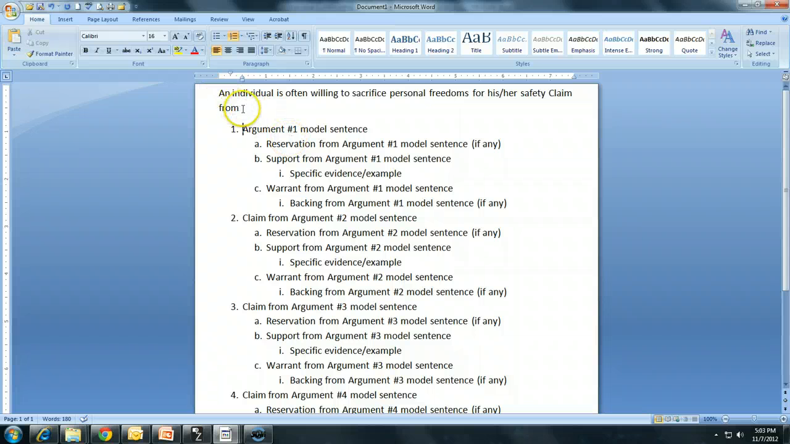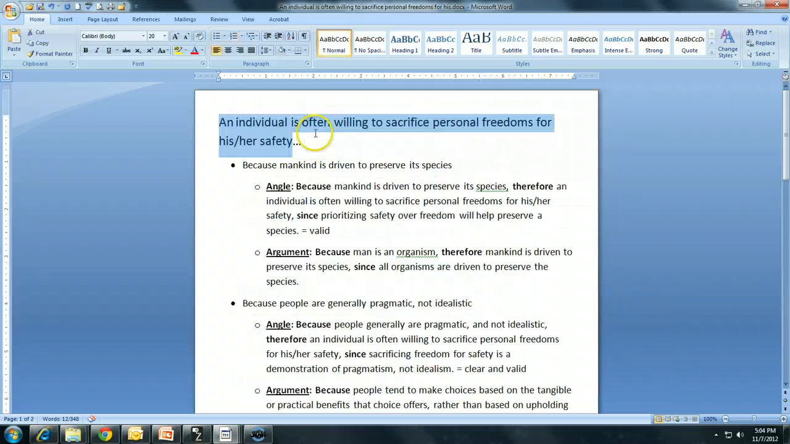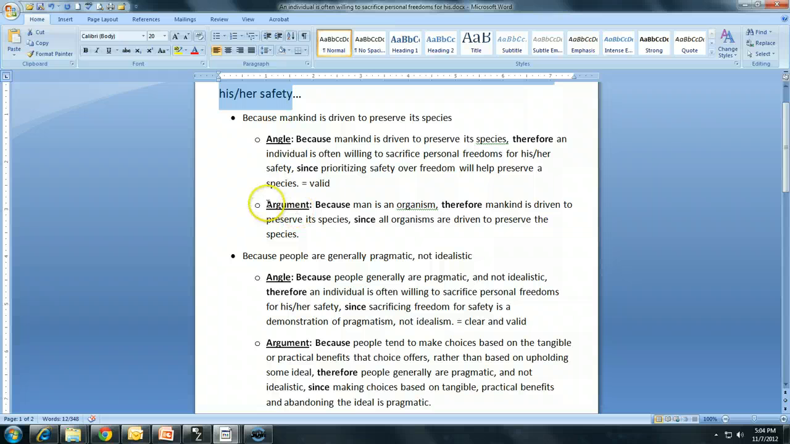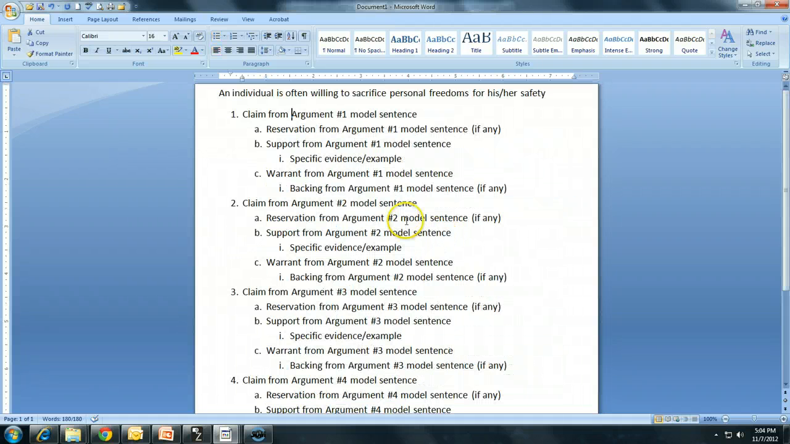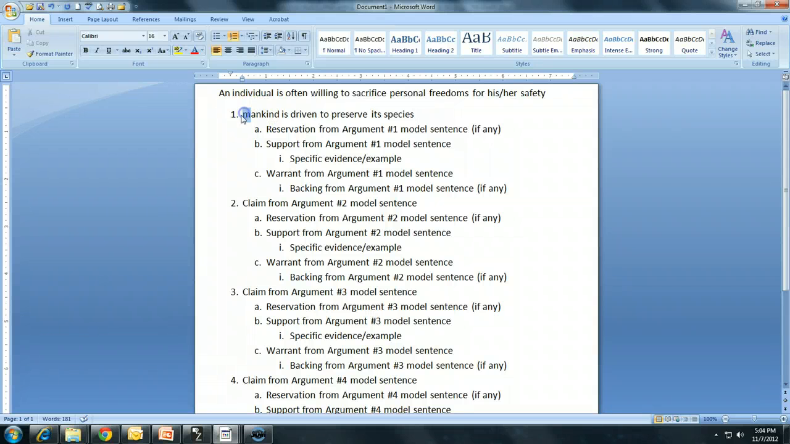All right. So I've got my simple thesis: an individual is often willing to sacrifice personal freedoms for his or her safety. My claim from my first argument, here's my first argument right here. The claim is the therefore statement. Mankind is driven to preserve its species. I'm getting ahead of myself. There we go, and I'll just phrase it as a complete sentence.